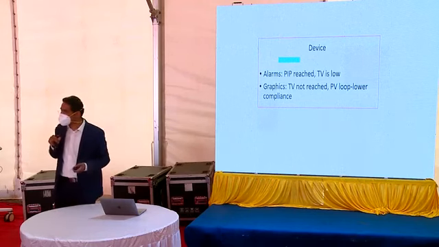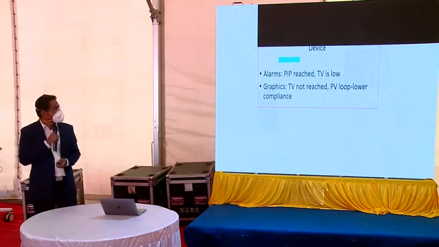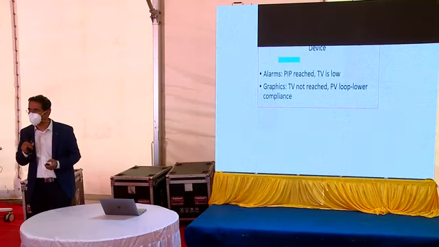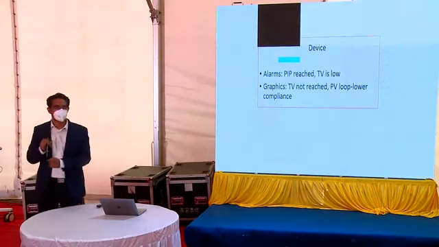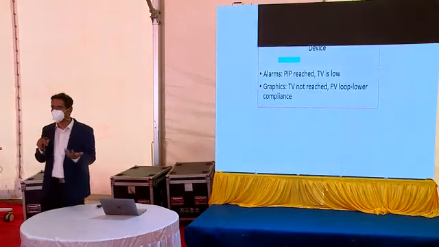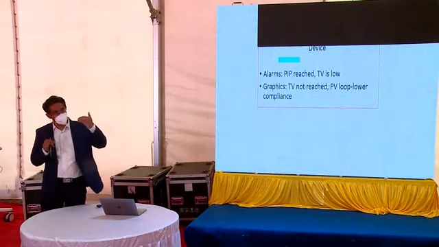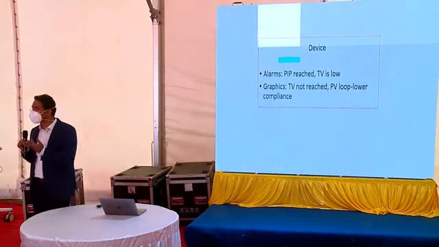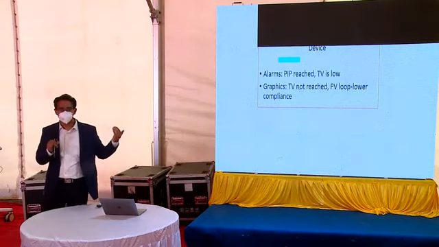Look at the ventilator. The ventilator says that the peak inspiratory pressure is reached, but the tidal volume is low. What does it tell? Does it mean the ventilator is at fault? Probably no, because most of the time on the ventilator we do pressure control ventilation. So the ventilator is generating enough pressure, but these pressures are not sufficient to generate the necessary tidal volume. So what does it mean? What are the possible causes for this?